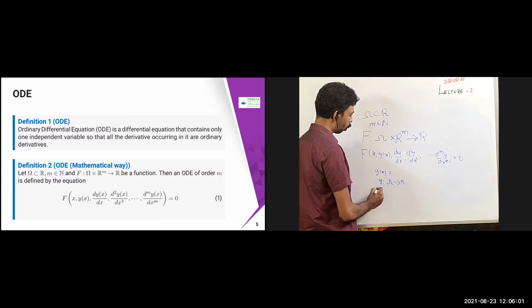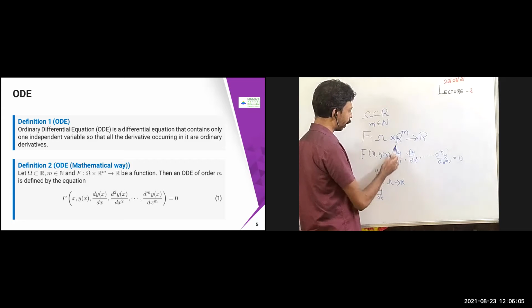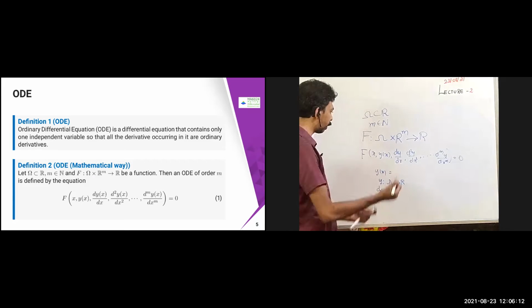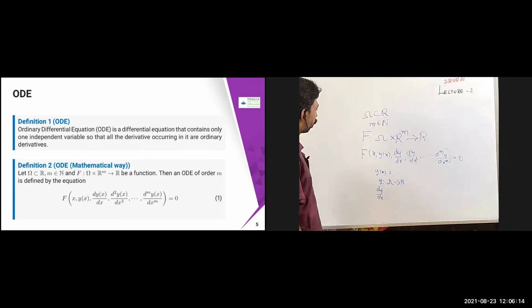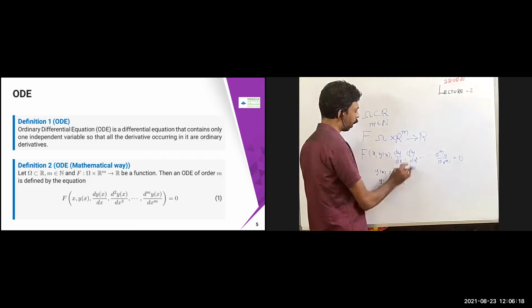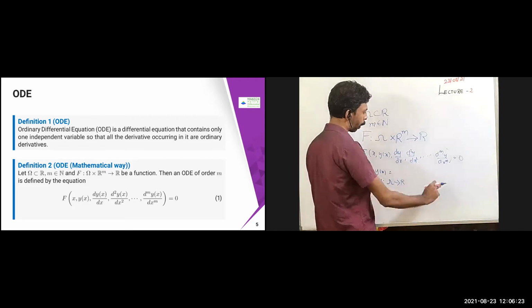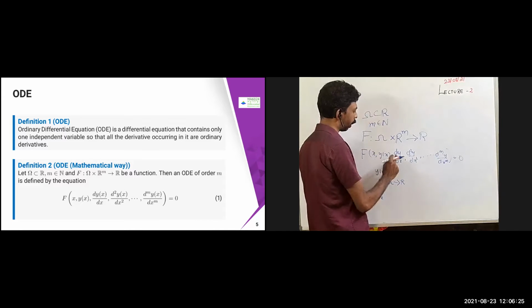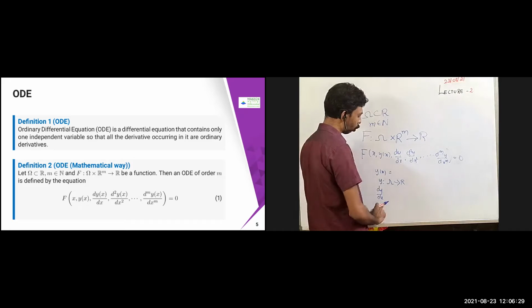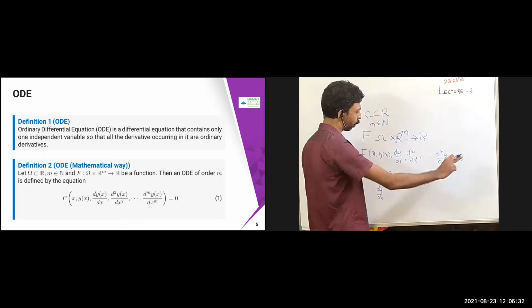Then dy by dx is again a function from omega to R. I don't know exactly where it lies, so I can say it goes from omega cross R to R also. So dy by dx is again omega to R, d squared y by dx squared is again omega to R, etc., because x is defined on that. This is with respect to x everywhere.